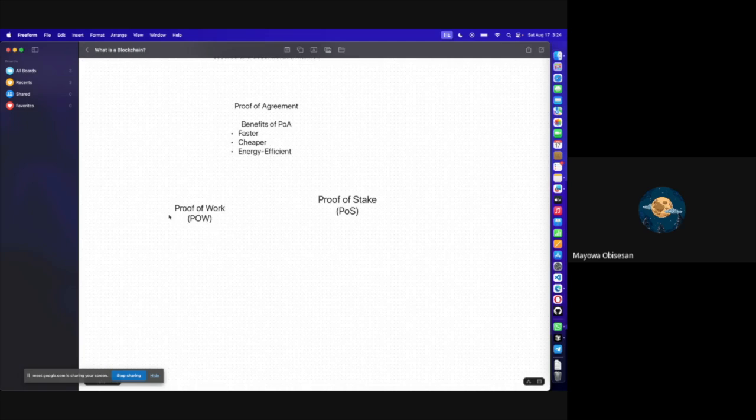So you are proving the fact that you can perform a certain amount of work. That's basically what proof of work is all about. You are simply telling the network that yes, I'm able to do this work. So a task is given to all of the nodes of the blockchain, and whoever performs the task the fastest gets to mine the block. So proof of work basically relies on computational power.